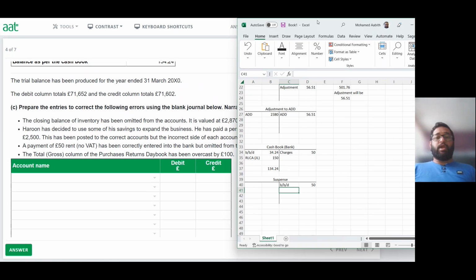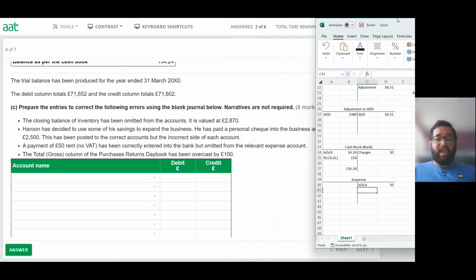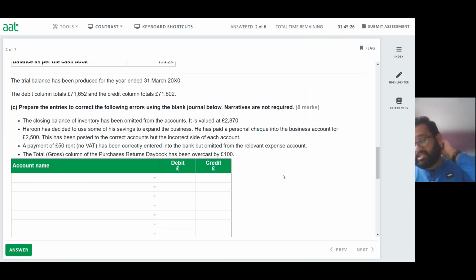So let's see the scenarios, and see whether any of them will have any effect on these entries as we go. So the first one is they're talking about closing inventory, the balance of inventory, having been omitted from the accounts. It's valued at 2,870. So the narrative has to be used for two different accounts.